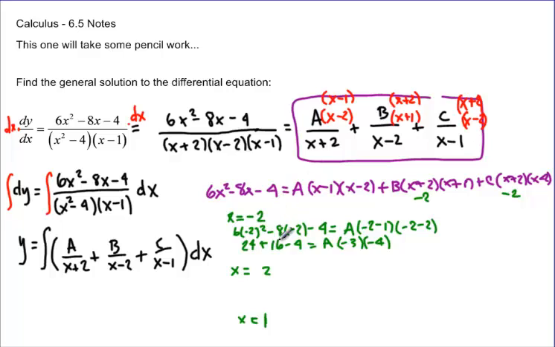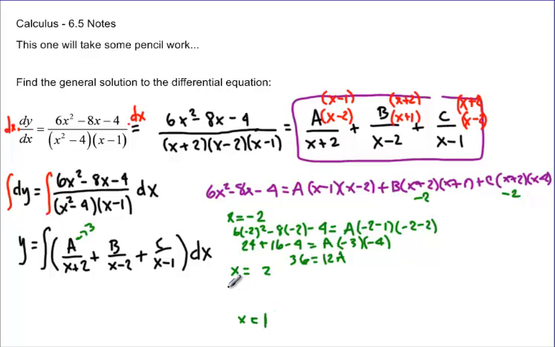And what I end up with here is 36 equals 12a. So for our purposes, on this problem, a is going to be 3. Just divide both sides by that 12. Then, look at when x is 2.